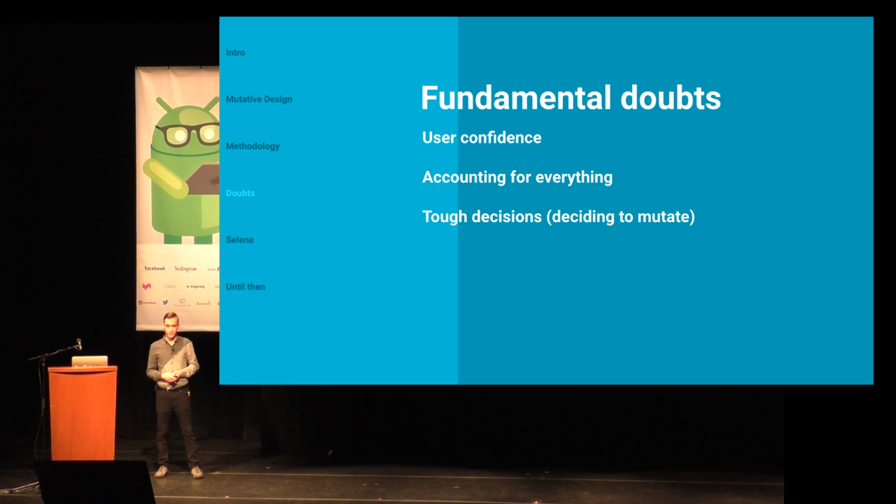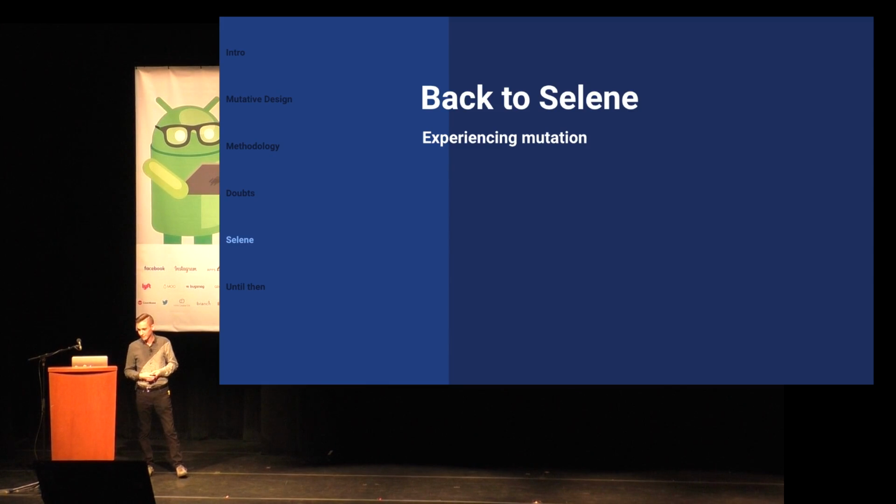The other problem is accounting for everything. If you're going to account for all these characteristics, we have to come to some terms on how that's even possible, and tough decisions like deciding to mutate. So how and when does the app or framework know to mutate something? And those are addressed in the original story, but back to Selene.